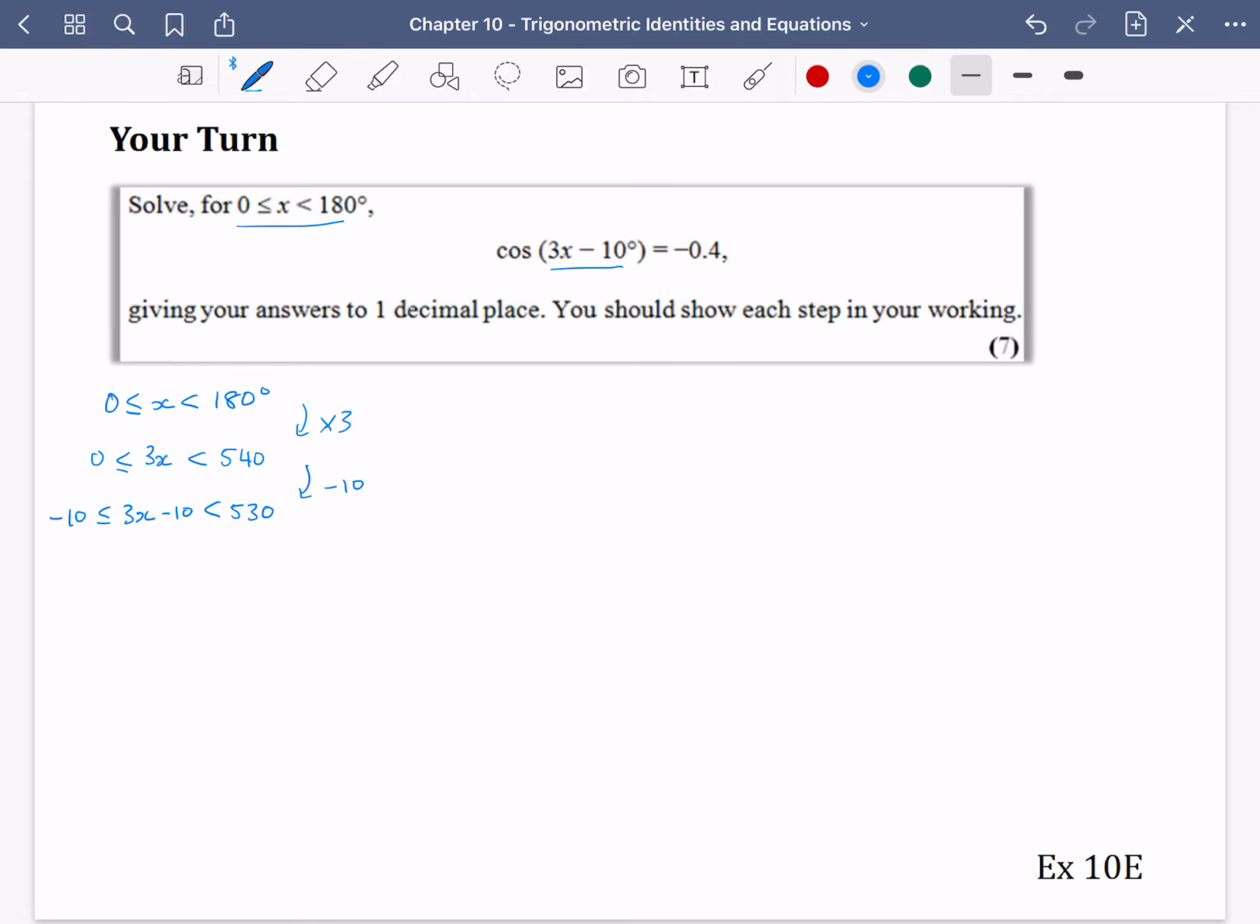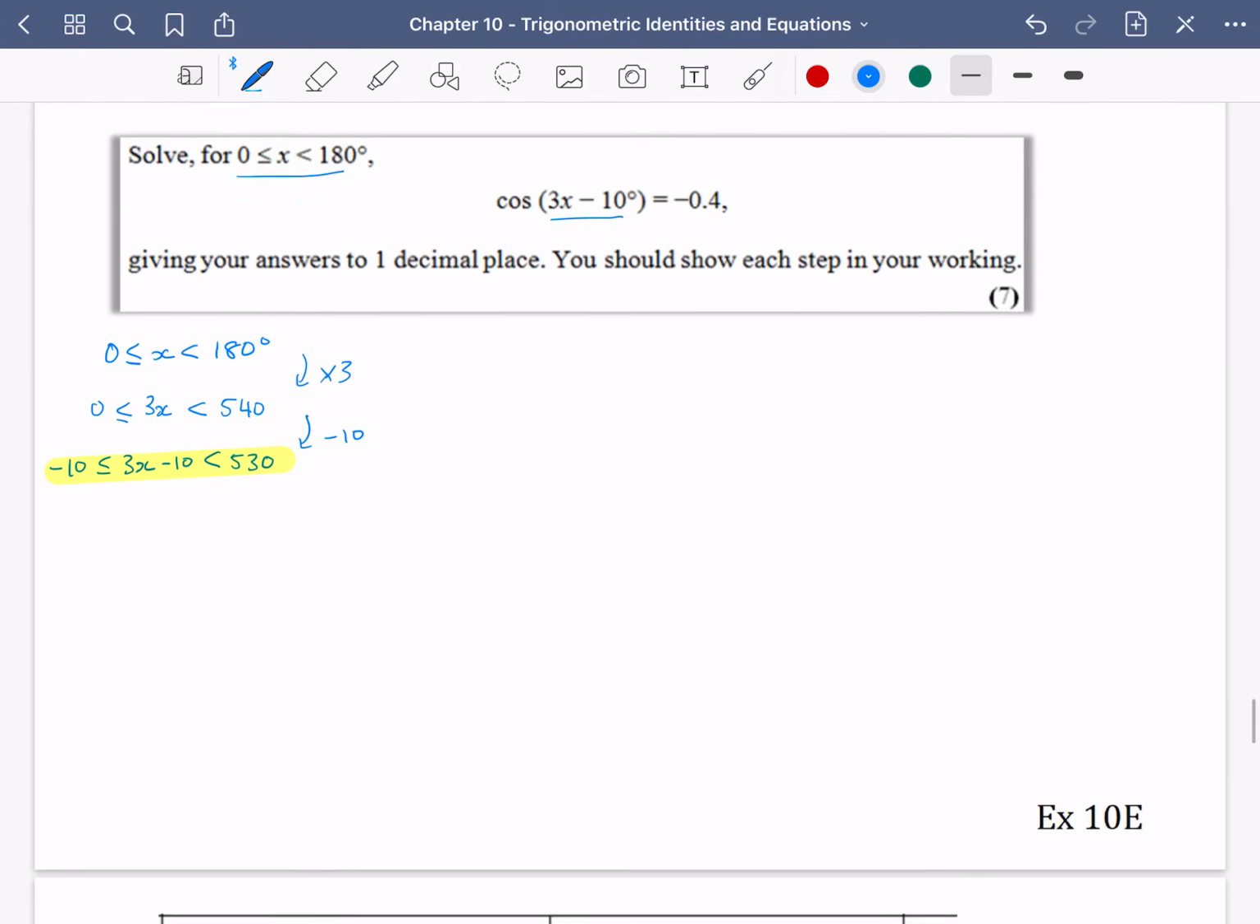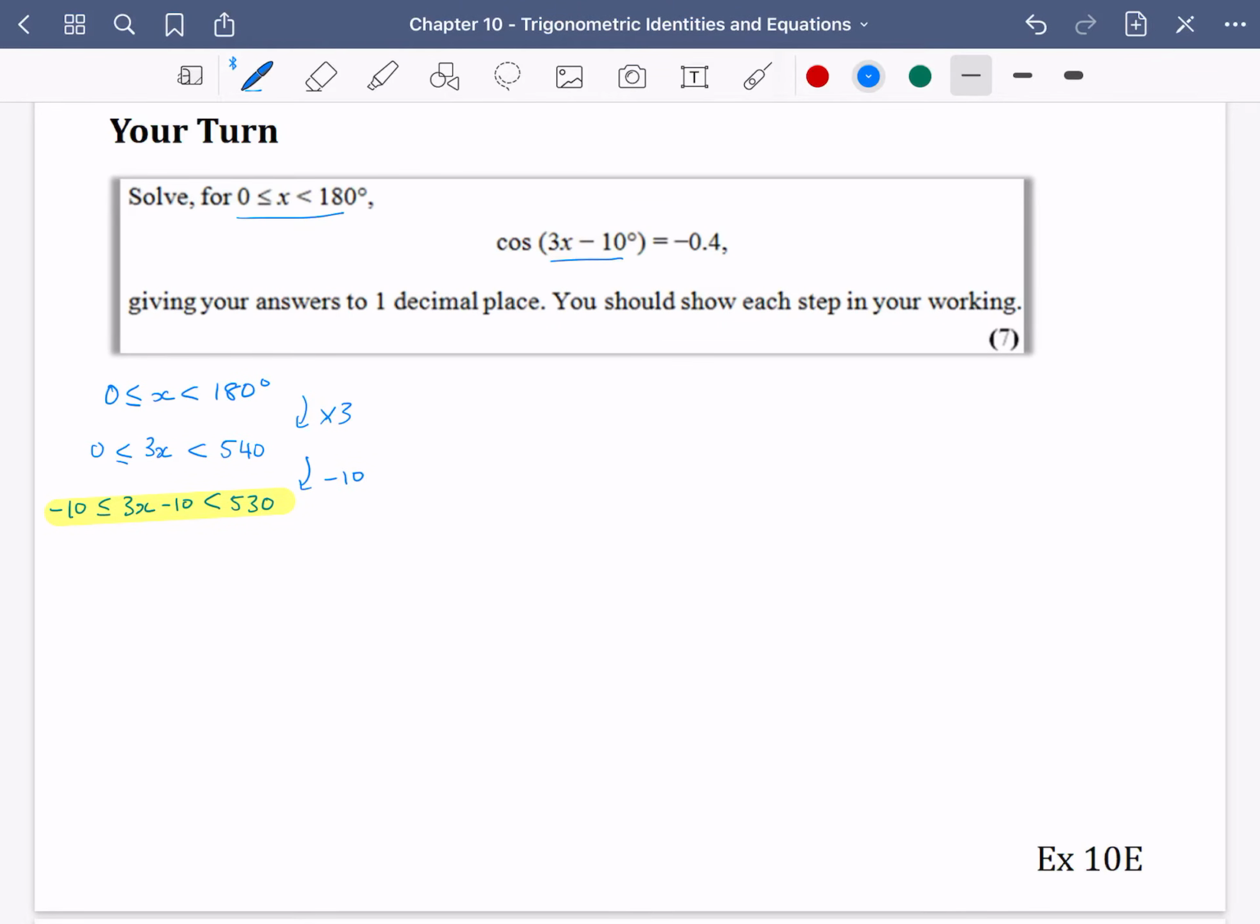Okay, so my equation now, wanting to use this range of values that we have, is the cos of 3x minus 10 is equal to minus 0.4. So 3x minus 10 is going to be equal to the inverse cos, or arc cos, of minus 0.4.